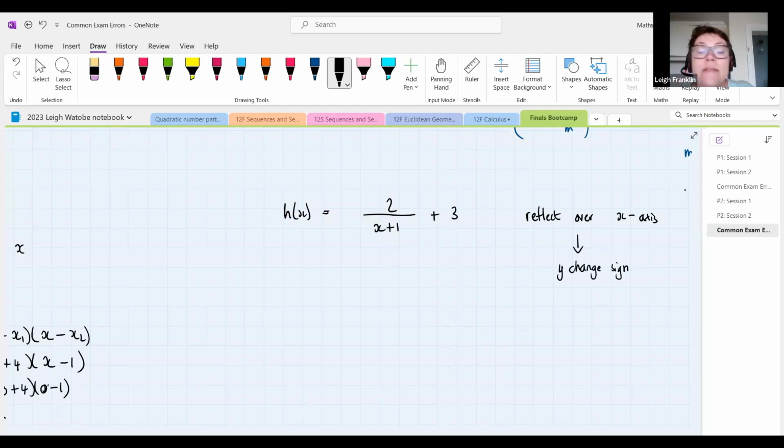So let's say my new function is called k of x. Okay, so in other words, k of x equals minus h of x, like so. So what you could do here, Gugu, is you're going to put the minus in the front, and then you're going to put the 2 over x plus 1 at the bottom, plus your 3.